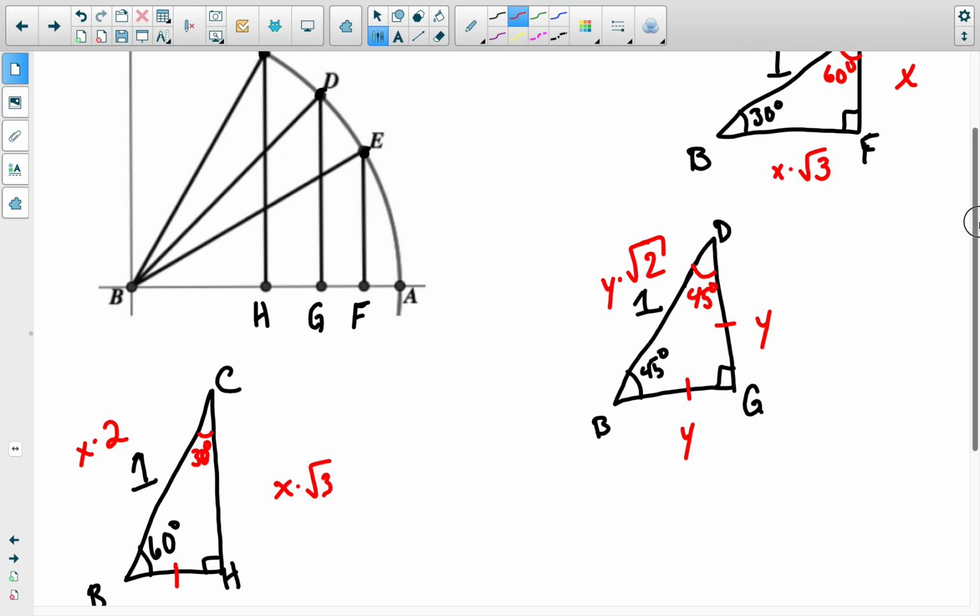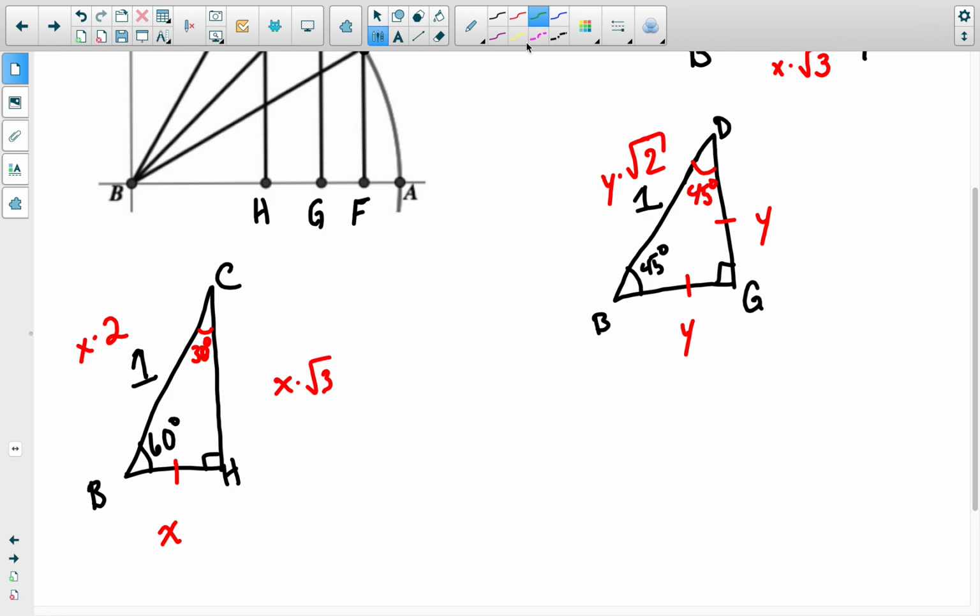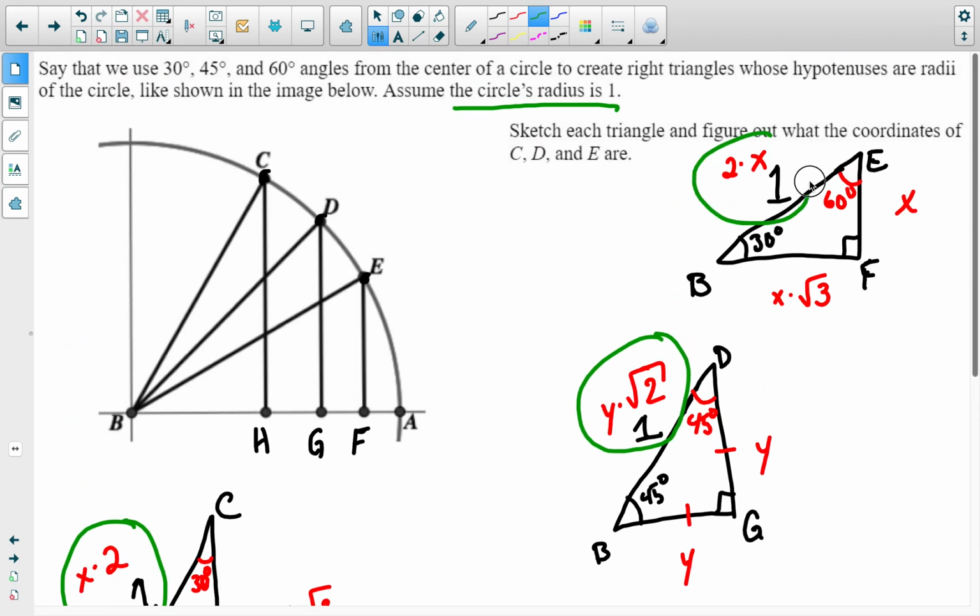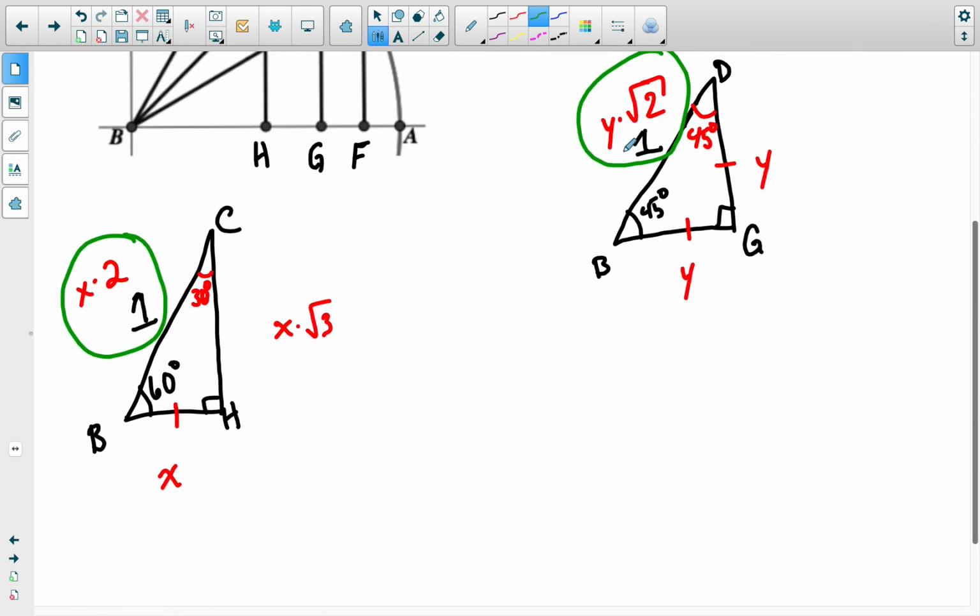Okay, and so now what we can do is use the sides that have 2 different pieces of information, use the hypotenuse information to actually solve for these variables. Okay, so here we could say, y times the square root of 2 is the same thing as 1. Those are two equivalent ways of representing the hypotenuse length, meaning that y equals 1 divided by the square root of 2.